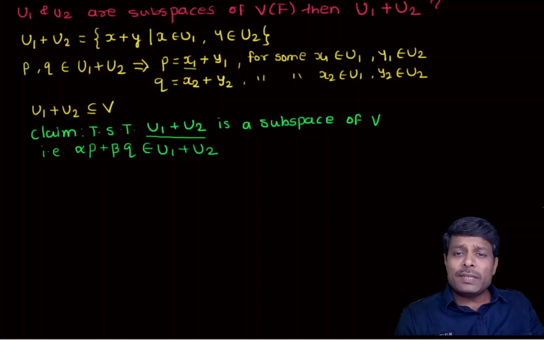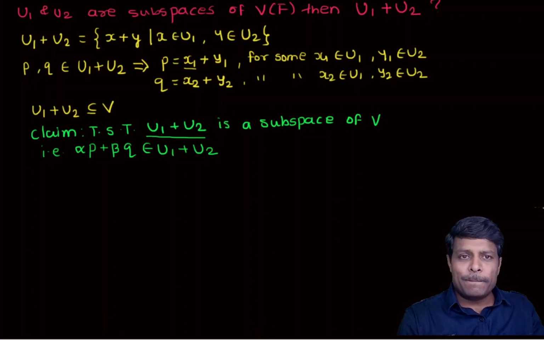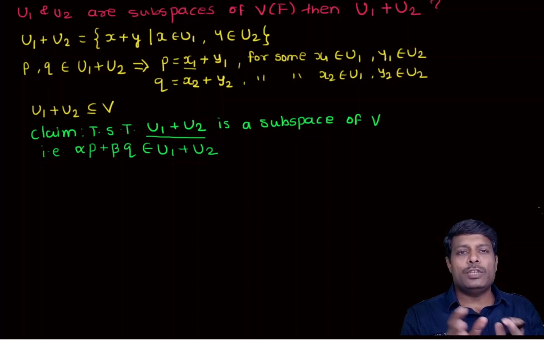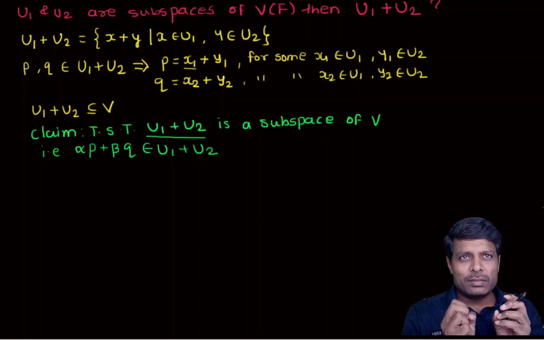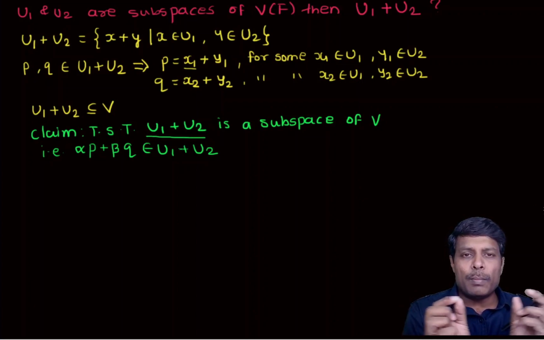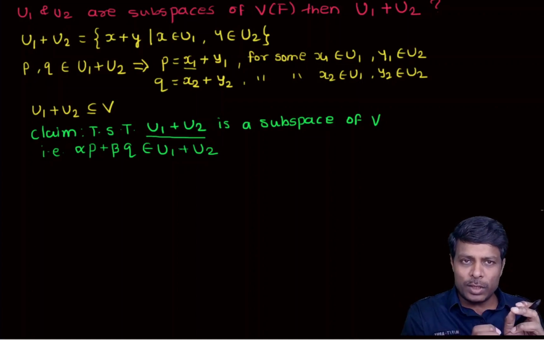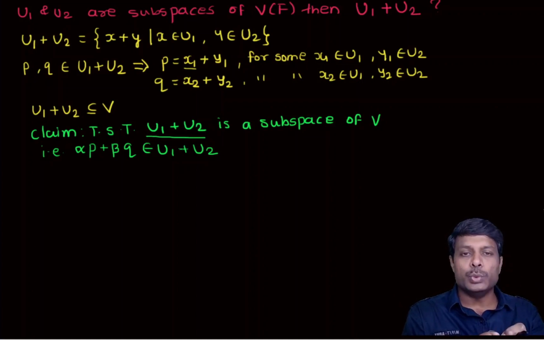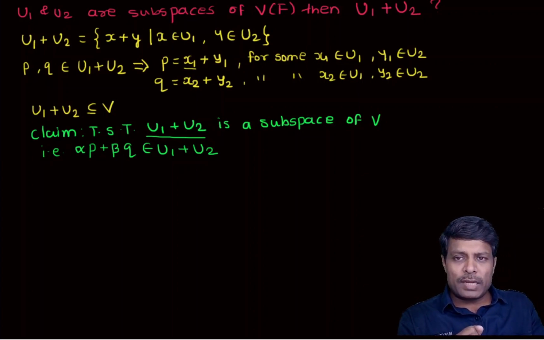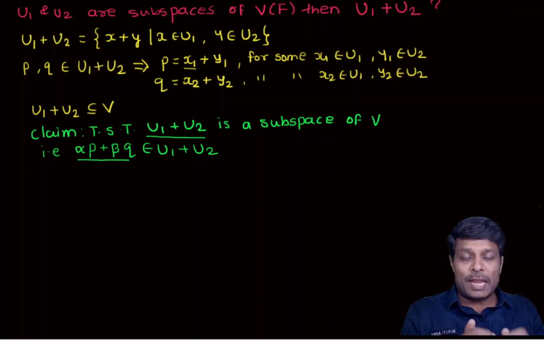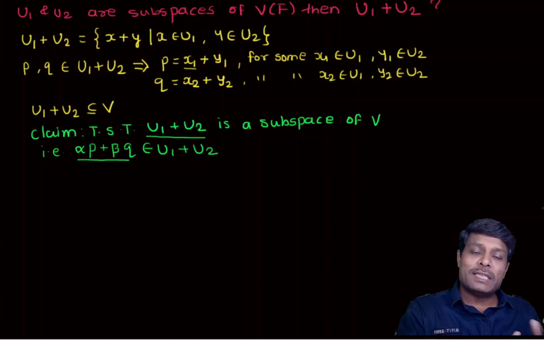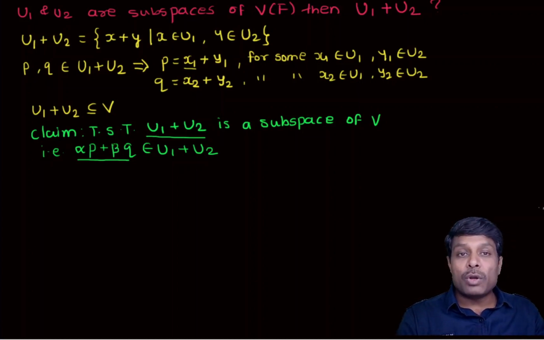Now, what is the characterization of u1 plus u2? The characterization is that any element from the set u1 plus u2 looks like a sum of two members. The first member comes from u1 and the second member must come from u2. So if I want to show that this addition is a member of u1 plus u2, I have to set up this addition in such a fashion that clearly I can say the first part of the summation is a member of u1 and the second part of that summation is a member of u2.